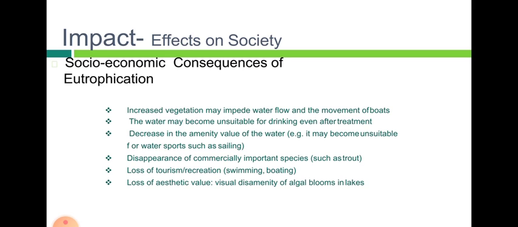So now we'll discuss the socio-economic consequences of eutrophication. Increased vegetation may impair water flow and the movement of boats. The water may become unsuitable for drinking even after treatment. Decrease in the amenity value of the water, for example, it may become unsuitable for water sports such as sailing. Disappearance of commercially important species such as trout. Loss of tourism recreation, that is swimming or boating. Loss of aesthetic value, that is visual disamenity of algal blooms in lakes.